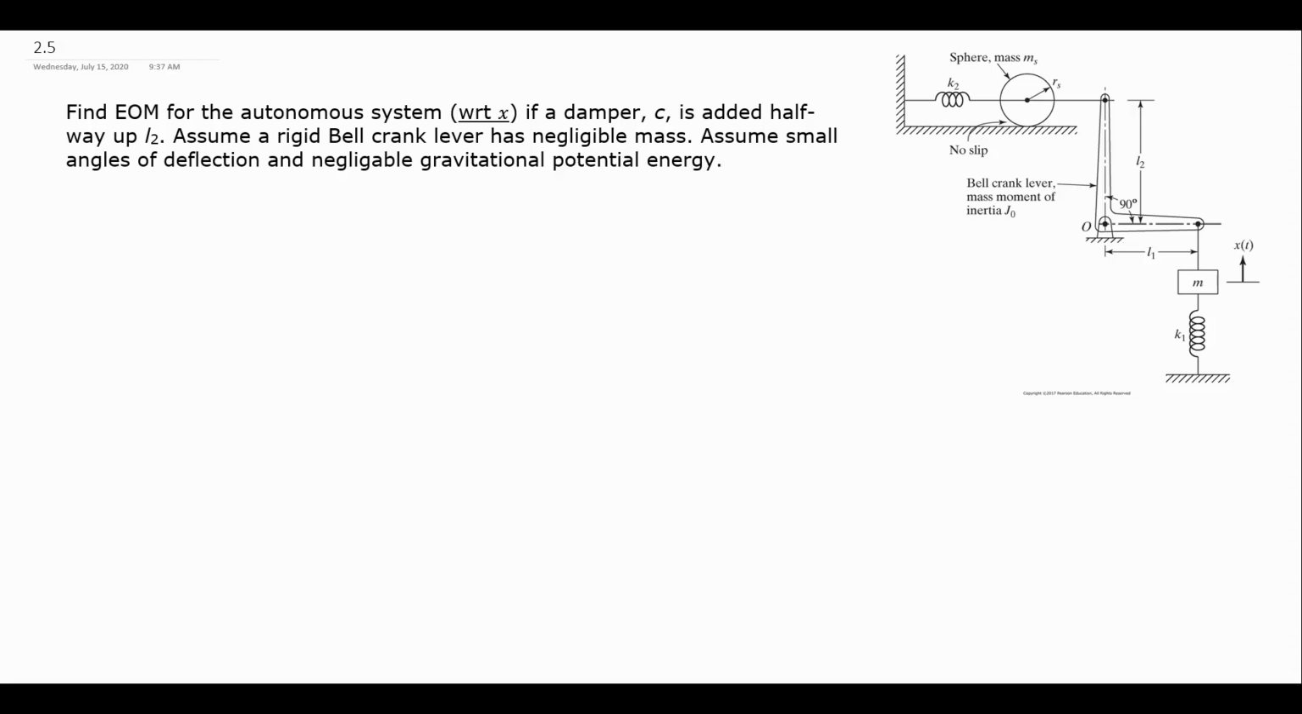All right, so we are told to put a damper in, so I'll draw it in here so we don't forget about it. So damper C, and that is going to be located halfway up this arm, this L2 arm. So this distance will be L2 over 2. And then I overwrote that, that's L2.